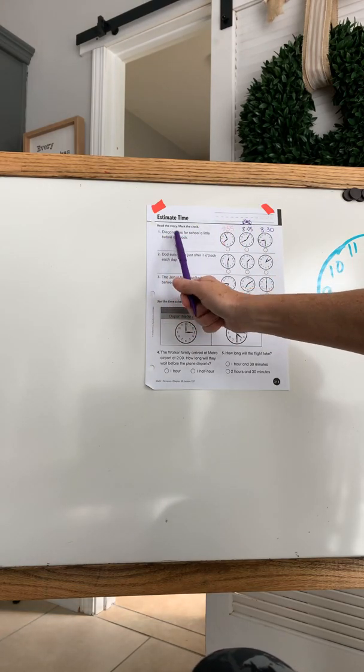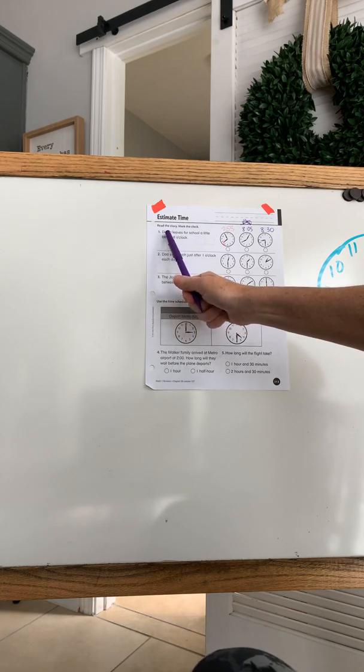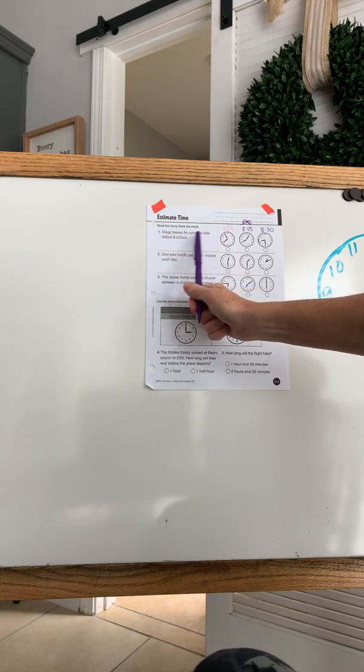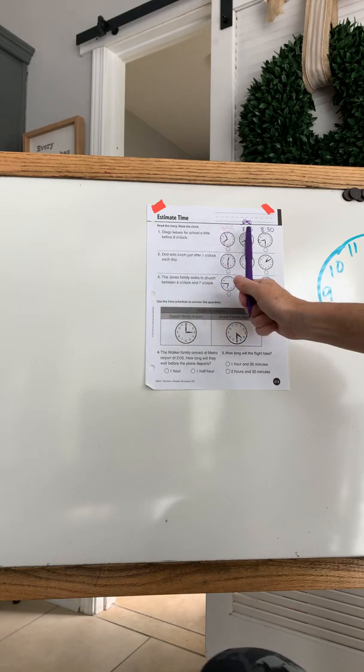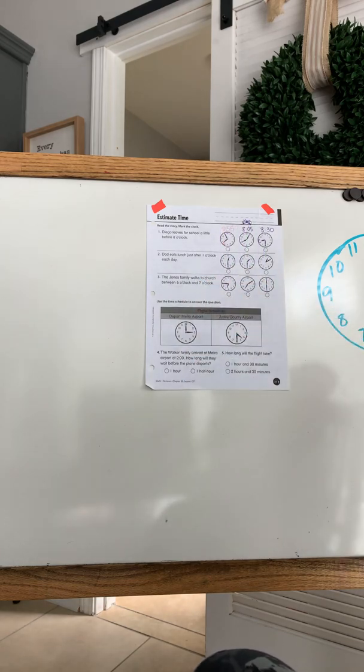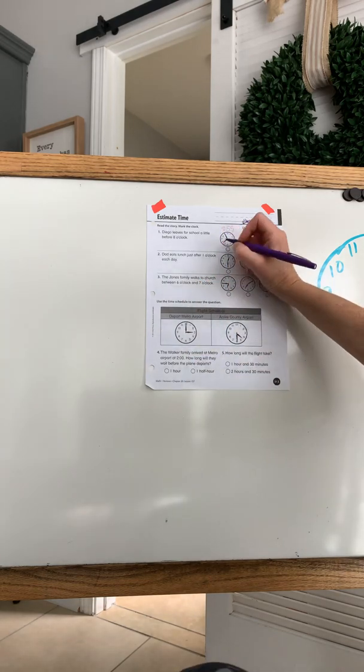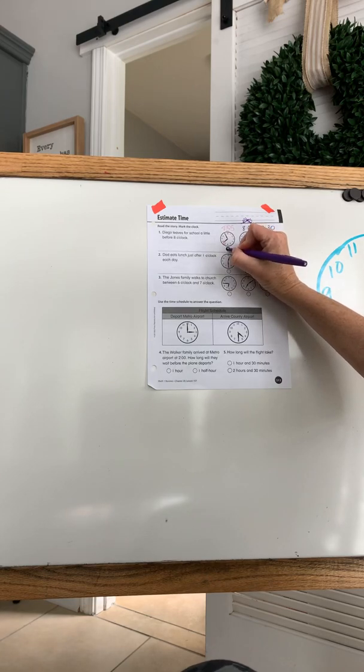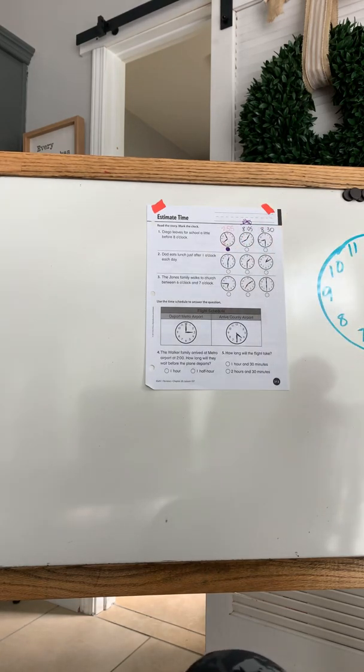My question says to mark the clock that shows that Diego leaves for school a little before 8 o'clock. Which one of these times is a little before 8 o'clock? Yeah, it would be 7:55. 7:55 is a little before 8 o'clock. It's almost 8 o'clock, but not quite yet. Okay?